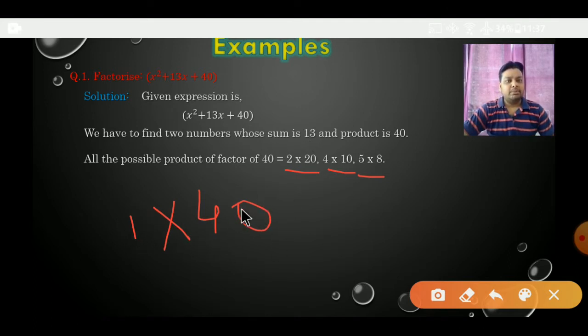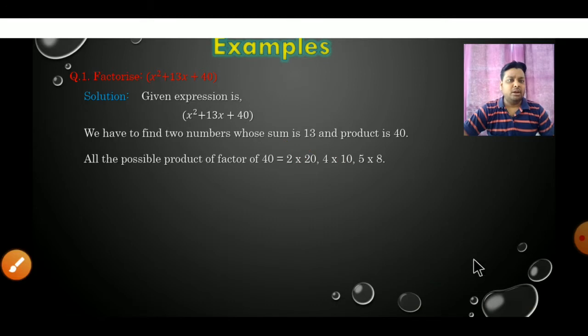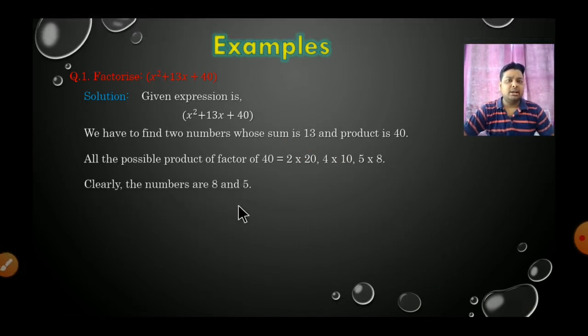So 1 plus 40 is 41, not equal to 13, so we can't take this pair. Now 2 plus 20 is 22, so we can't take this pair either. Now 4 plus 10 is 14, not taken. Now 5 plus 8 is 13. Yes. So the two numbers are 5 and 8.